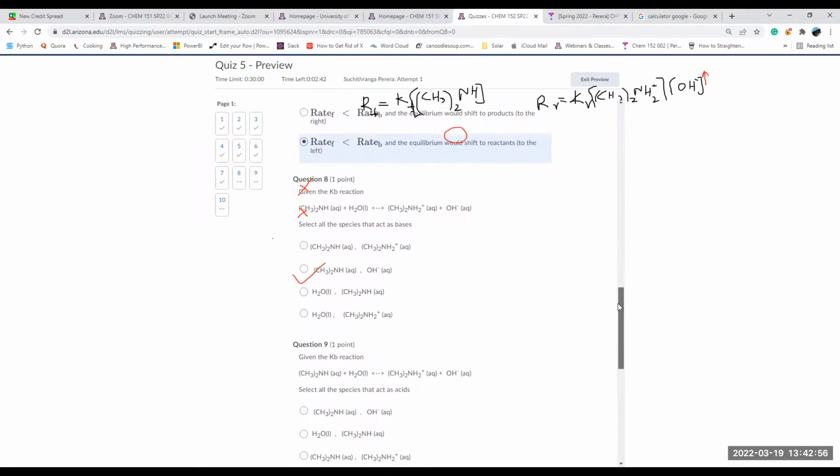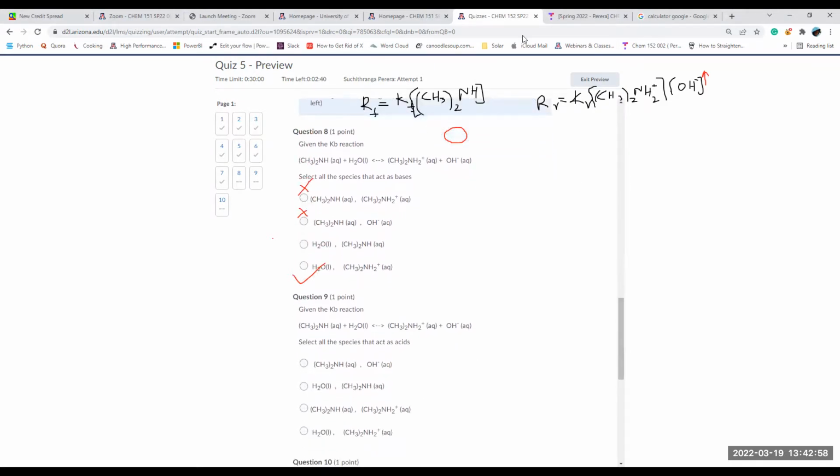Right. Moving on to question 8. Given the Kb of the reaction, select all the species that act as bases. We know this is a base. The reason is we know anything that reacts with water and produces OH minus ion is a base. So this is a base. And also we can see that we have a nitrogen with a lone pair here that can abstract a proton from H2O, which makes it a base.